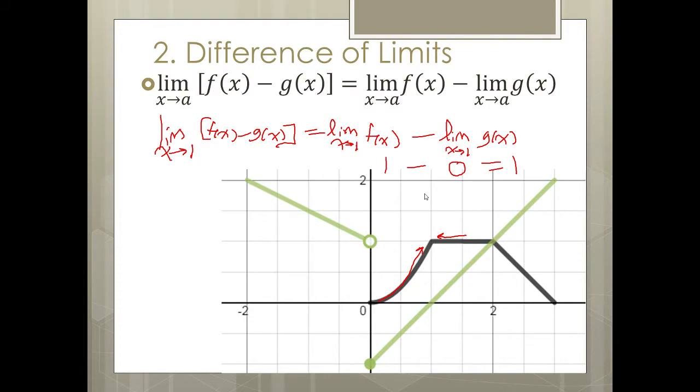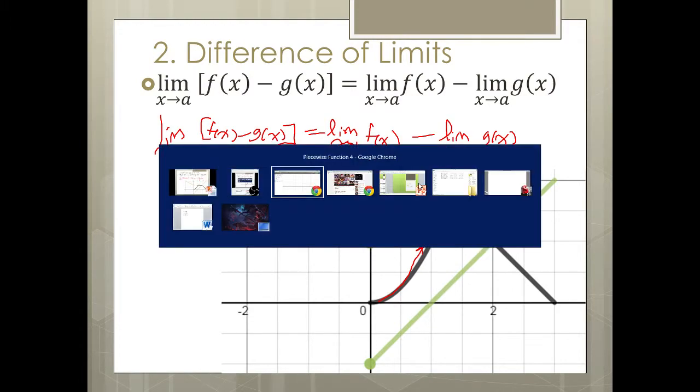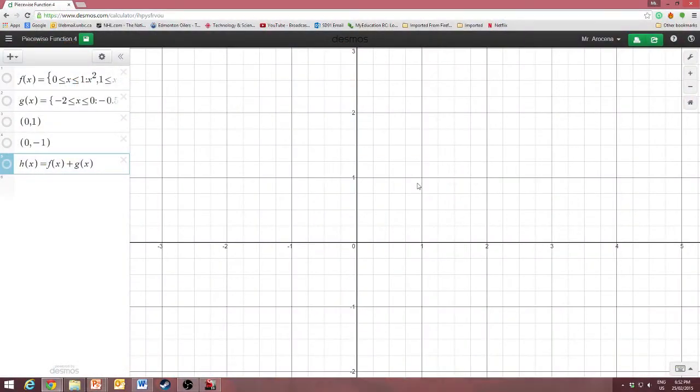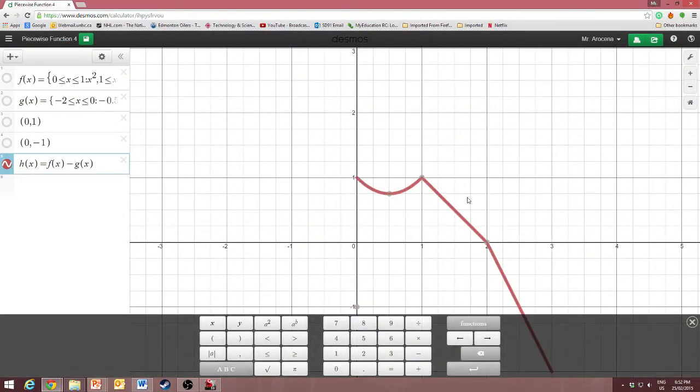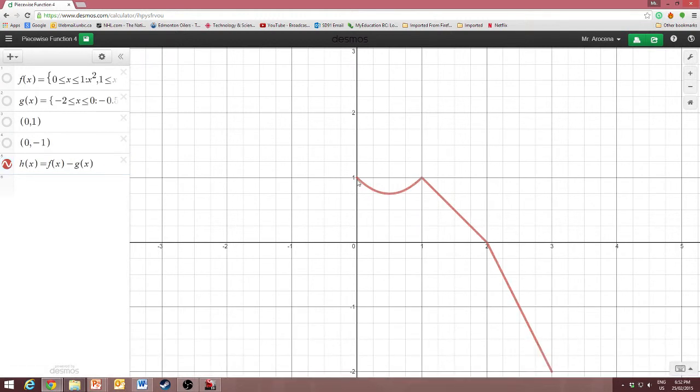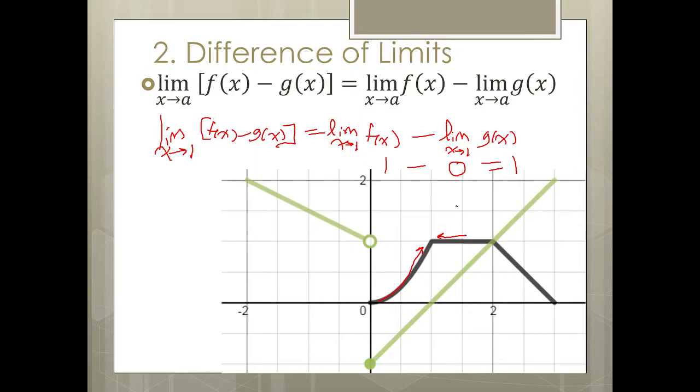And we'll show that again with my graph. So let's take a look. There it is. So there's h of x. Let's change it to h of x minus g of x. As you can see, for this difference of functions, as I move closer and closer to x equals 1, the value of the function gets closer and closer to 1. Same thing on the other side. Exact same thing. There you go. So the limit is going to be 1.